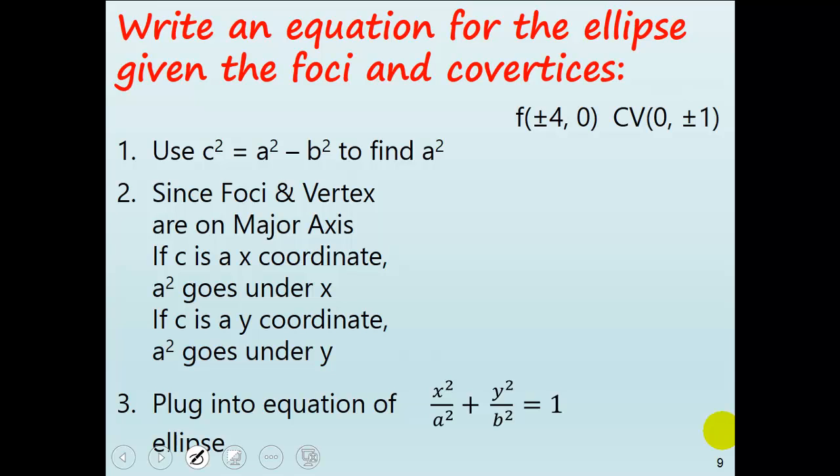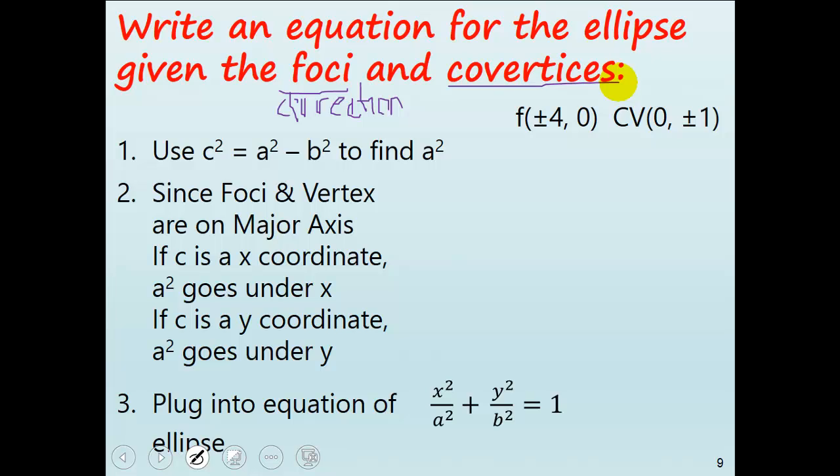Okay. I hope that went well. If you're not sure what happened, write it down and let's talk about it tomorrow. So we're going to write an equation for the ellipse given the foci and the co-vertices. So the foci will help us determine the direction, whether it's horizontal or vertical. Okay, co-vertices is going to help us back into A, our vertex.